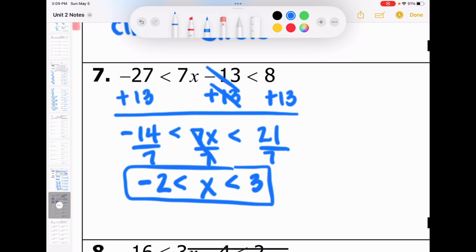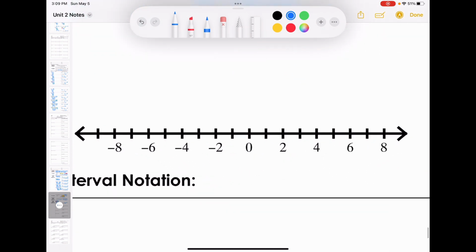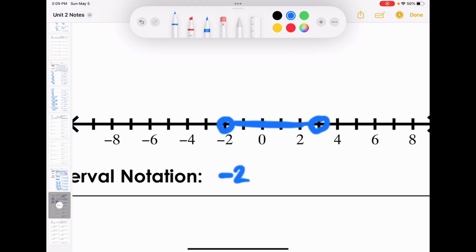Negative 2 has just a less than sign, so that's an open circle. 3 has just a less than sign, so that's also an open circle. So we're going to graph those two circles, and then we're going to connect them together. So negative 2 is an open circle, positive 3 is an open circle, and then we shade in between those lines. So when I do my interval notation, I'm going to have my two numbers, negative 2 and 3, and they're both going to have parentheses because they're both open circles. So that's our interval notation.